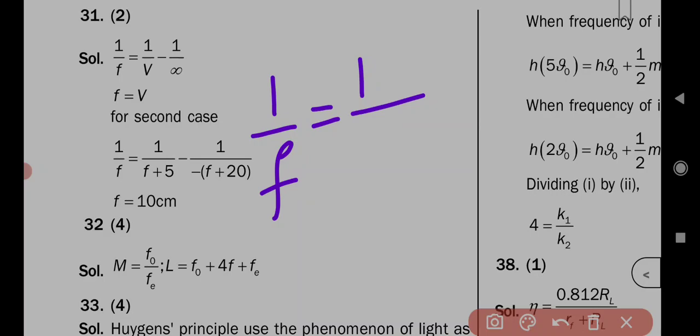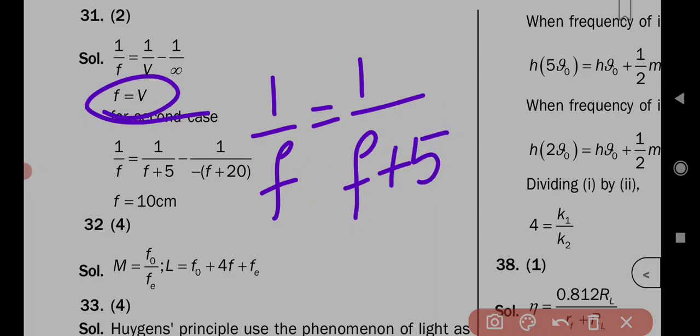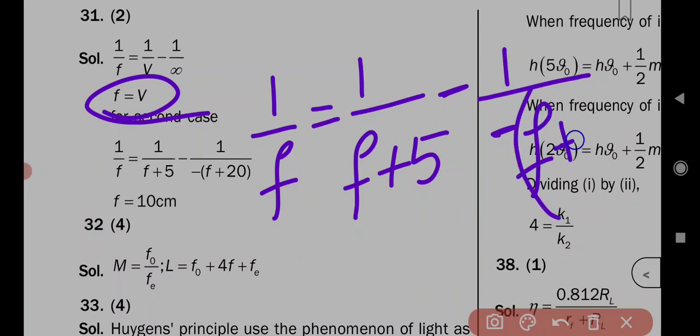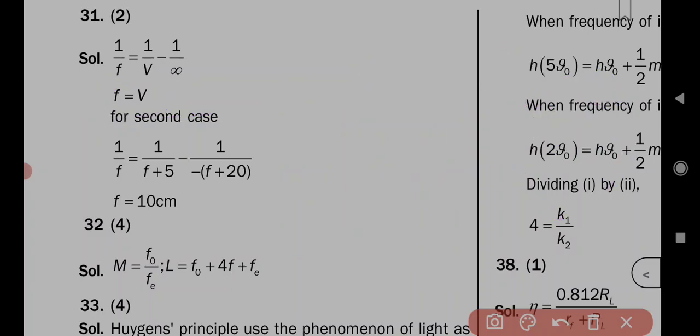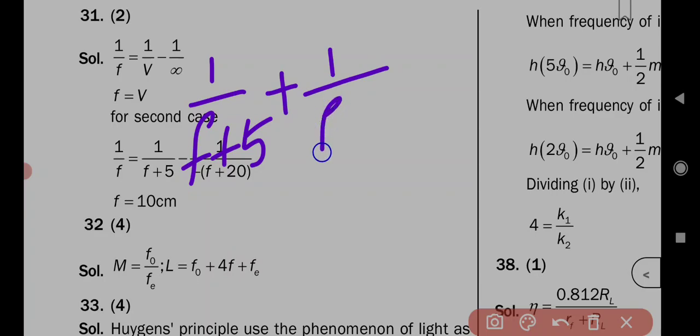1 by V. And what they said, the two images thus formed are 5 centimeter apart. 5 centimeter apart means, guys, it is 5F plus 5. Because infinity means this only, right? F is equal to V. So F, this minus U. U is how much? I have to take negative because opposite to the incident rays. F plus 20. Solve it. How to solve? Okay, I will help you in this. 1 by F5 plus F plus 1 by F plus 20.